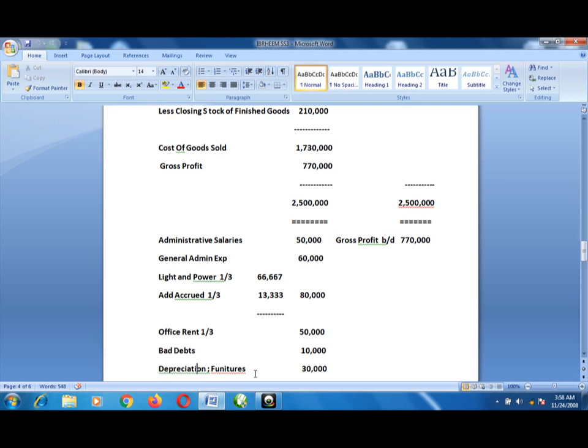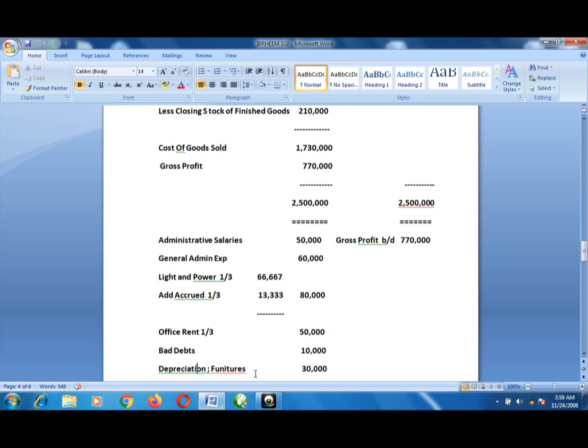And you have administrative expenses. Under administrative expenses, you have administrative salary, you have 50,000 naira. General administrative expenses, you have 60,000 naira. And here you have light and power.